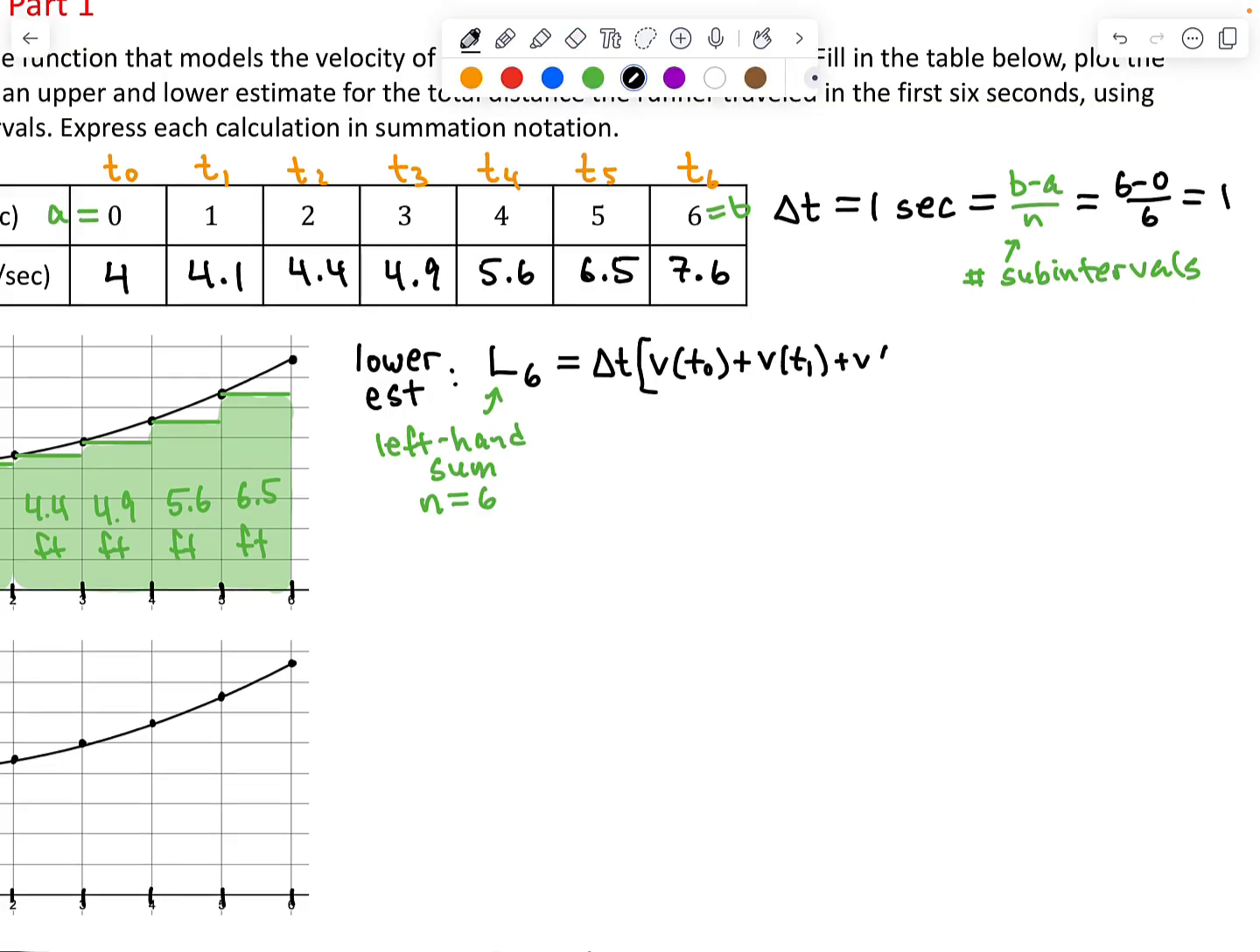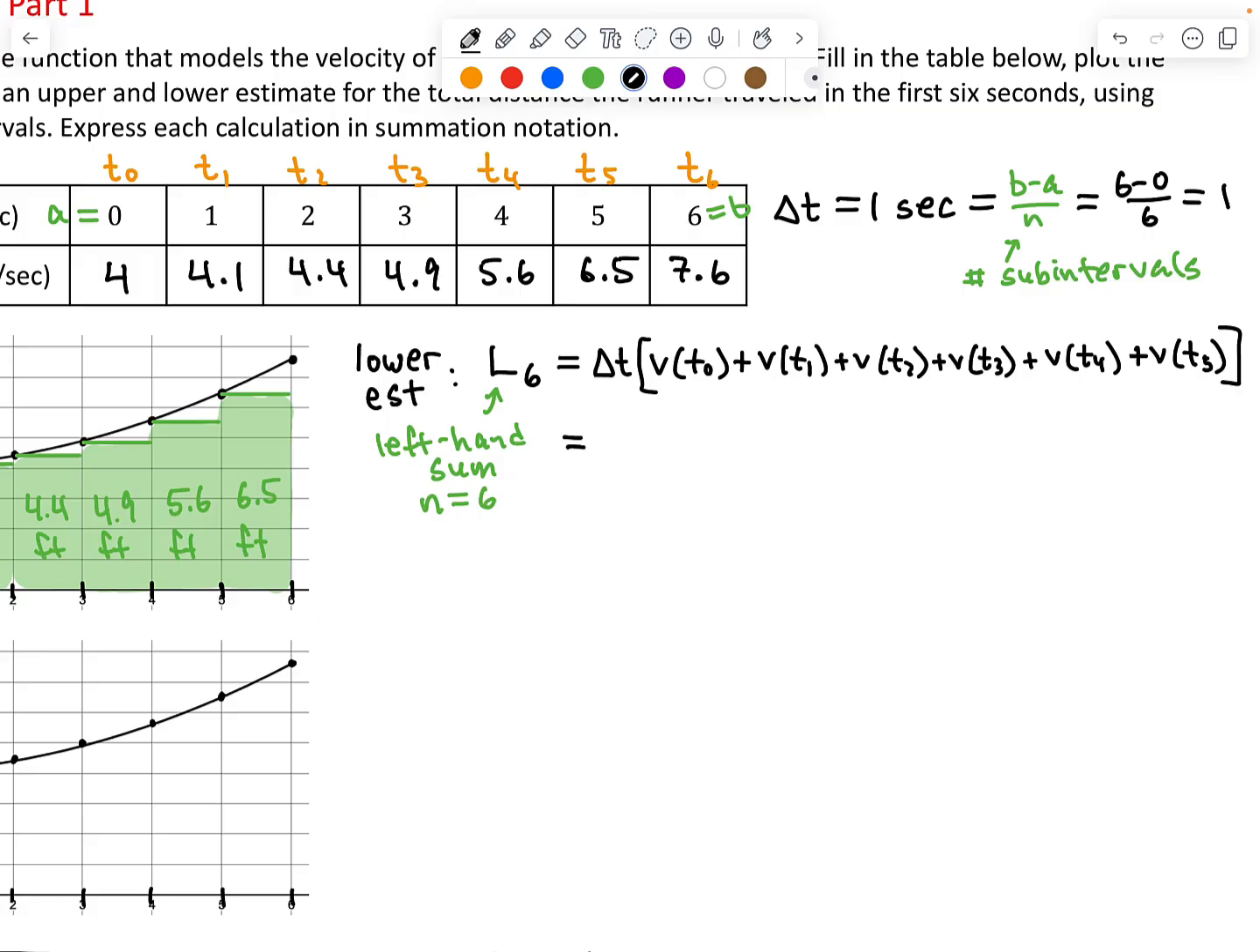Third rectangle had a height of v of t2. Fourth rectangle had a height of v of t3. Fifth rectangle had a height of v of t4. And the last rectangle had a height of v of t5. Notice we never used this data here. Visually, this height here was never used as any of the heights of my rectangles. So the left-hand sum only uses this data.